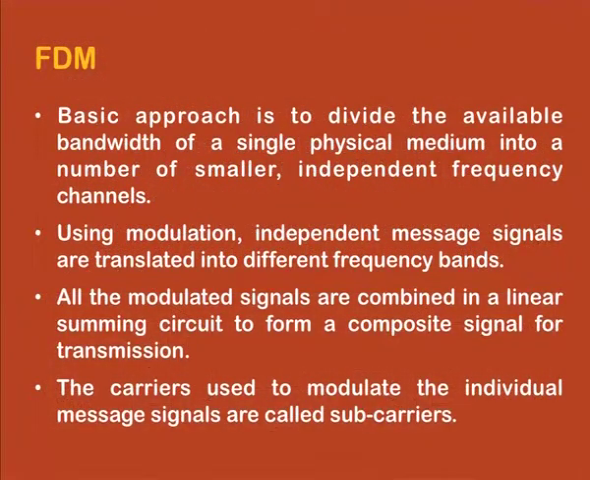So, in FDM the basic approach is to divide the available bandwidth of a single physical medium into a number of smaller independent frequency channels. Using modulation, independent message signals are translated into different frequency bands. All the modulated signals are combined in linear summing circuits to form a composite signal for transmission, and the carriers used to modulate individual signals are called subcarriers.